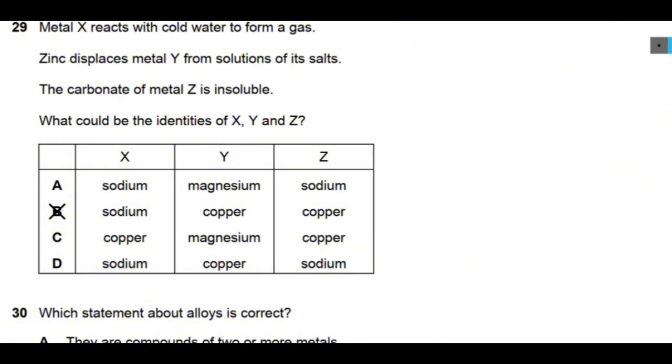Okay, so zinc displaces metal Y. Y is copper, which is less reactive, so zinc is more reactive. This is true. C is wrong.